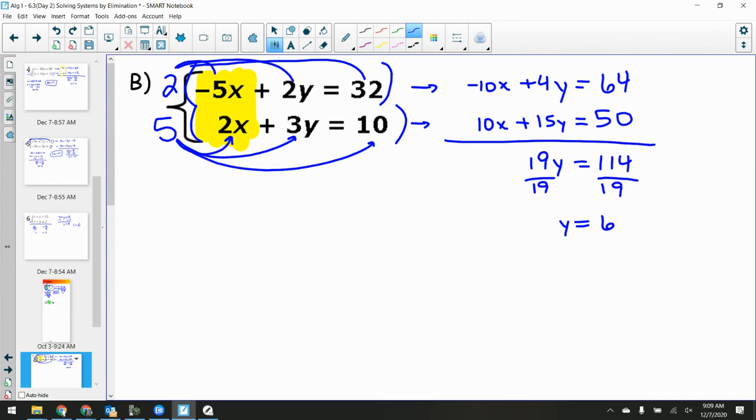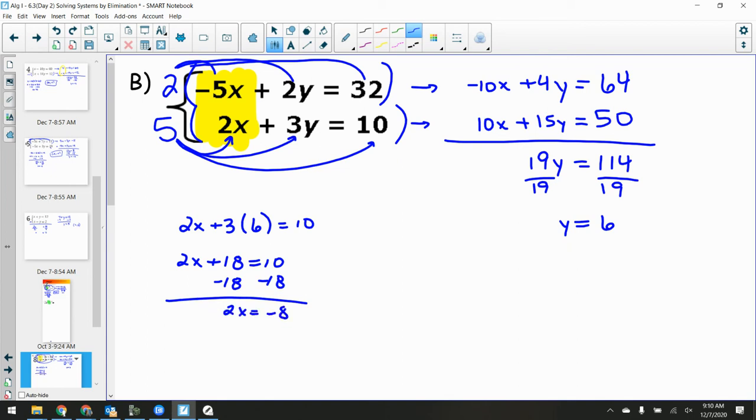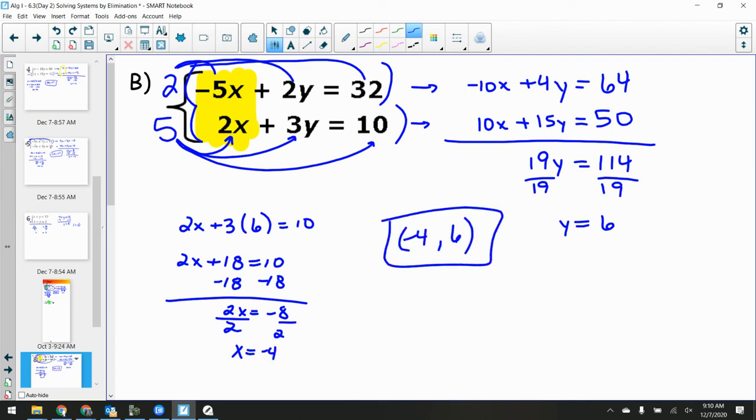Which one? Bottom. So we say 2x plus 3 times 6 is equal to 10. 2x plus 18 is equal to 10. I subtract the 18 from both sides, and I get 2x is negative 8. And I divide by 2. X is negative 4. So my solution is negative 4, 6. There's my answer.